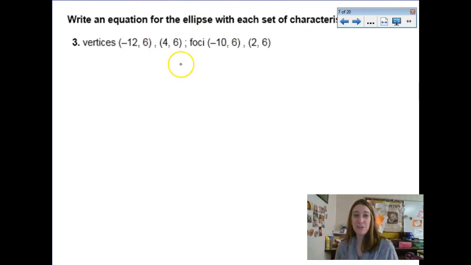This time they don't give me all the clues I need. They give me some information that I can use, though, so that's nice. They tell me my vertices, and then they tell me where the foci are located. And that should be enough information to write the whole equation, right?